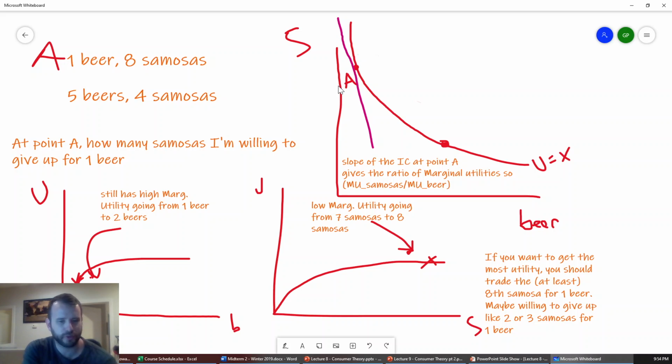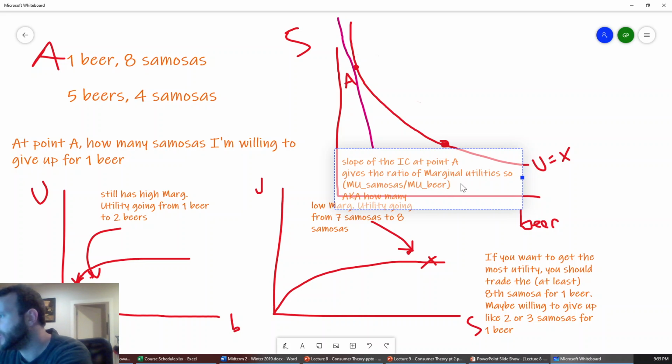For you to be equally well off, you need to give up some marginal utility from samosas for some marginal utility from beer. And it's samosas on the y-axis, so the slope is going to be the y-axis good, right? So the slope of the indifference curve at point A is going to be the rate of marginal utility for samosas versus the rate of marginal utility for the x-axis good, beers. AKA, how many samosas do I have to give up in exchange for one beer in order to get the same amount of utility?